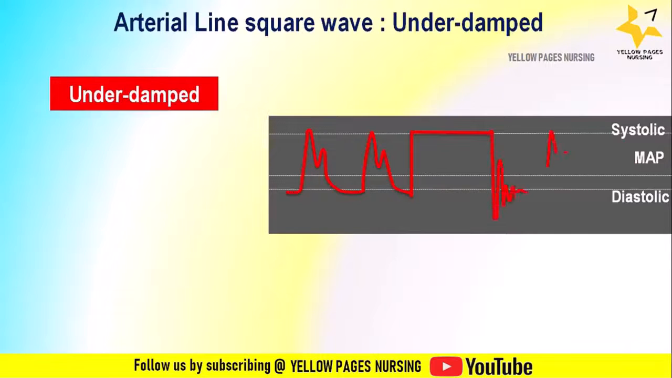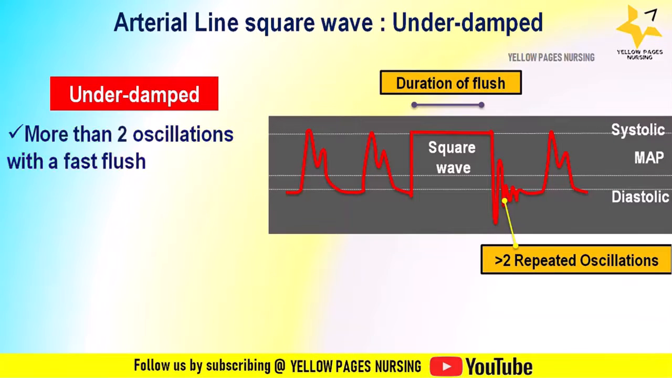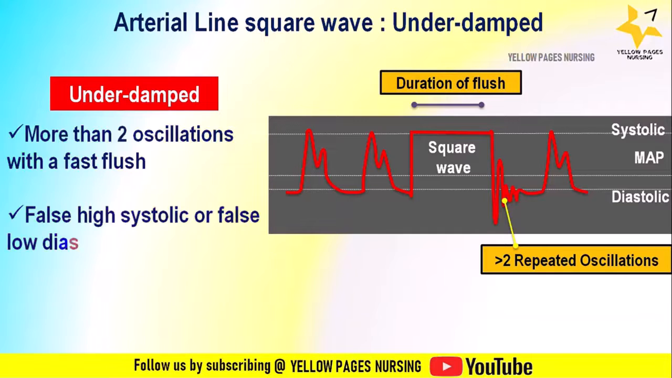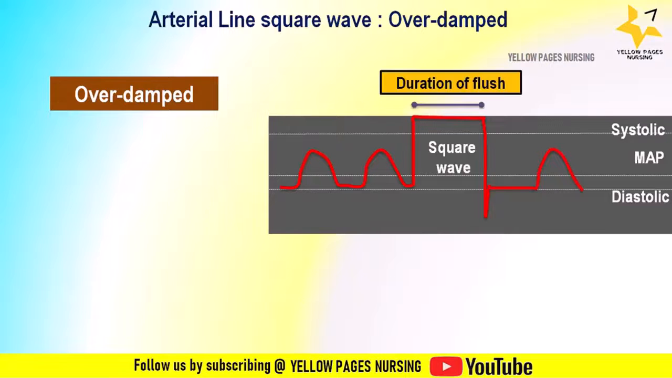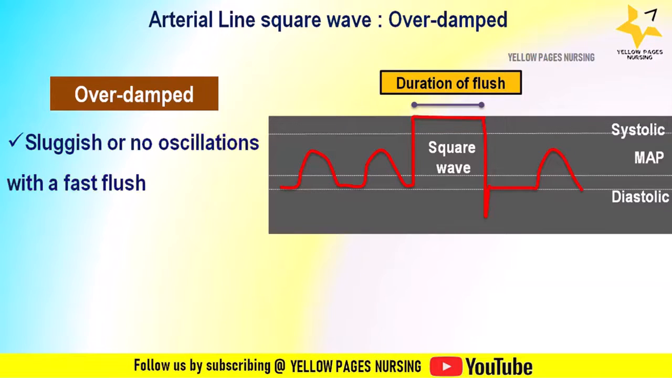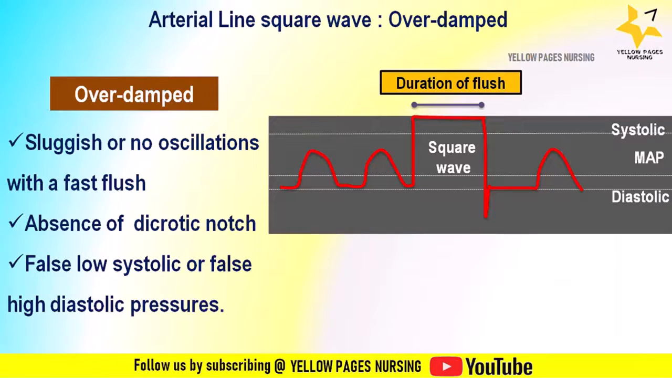Next is, what is an underdamped arterial line square wave? When we see the waveform followed by a square wave, there are more than 2 oscillations with a fast flush. Also, there are false high systolic or false low diastolic pressures. Next, what is an overdamped arterial line square wave? In this waveform, followed by a square wave, there are sluggish or no oscillations with a fast flush, there is absence of the dicrotic notch, and there are false low systolic or false high diastolic pressures.